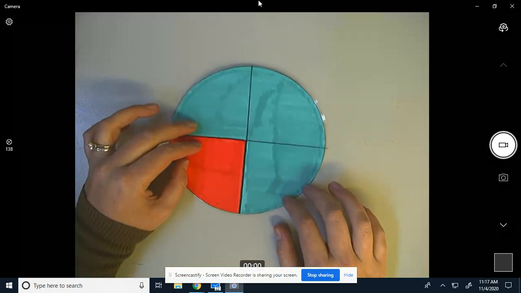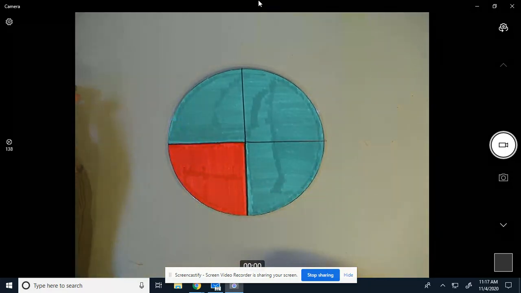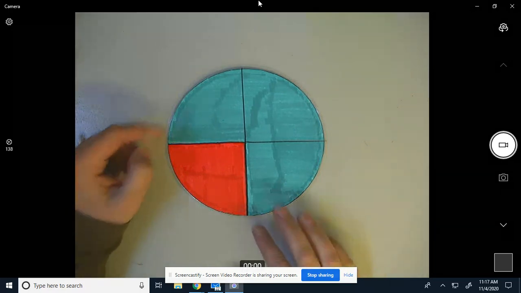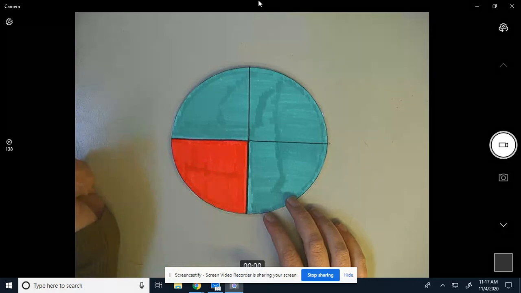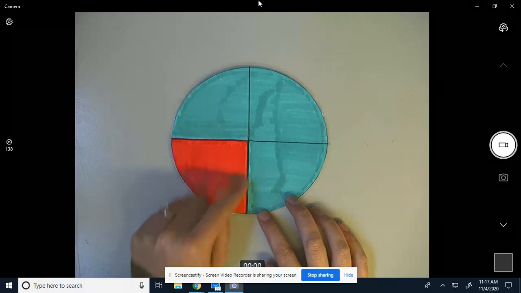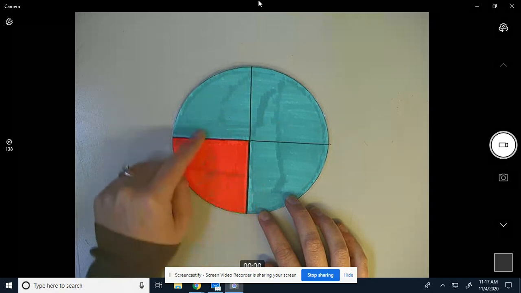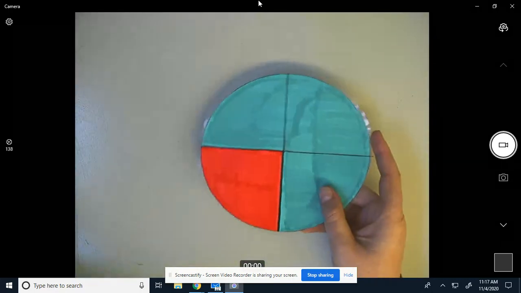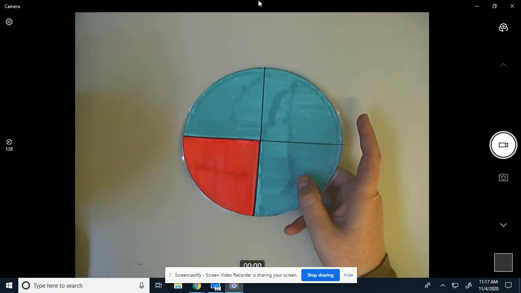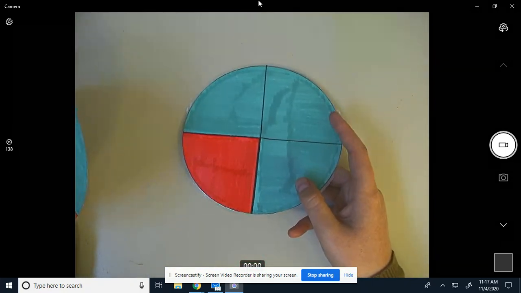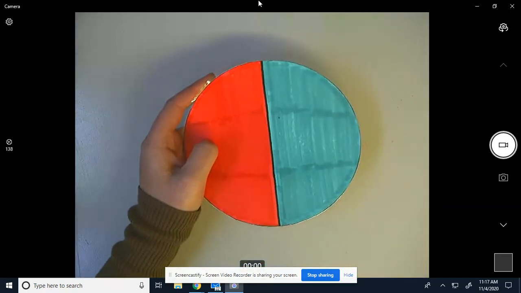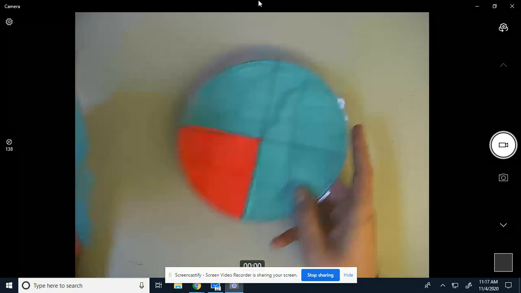Okay, and then this one is called fourths or quarters. Sometimes you'll see it as quarters, and sometimes you'll see it as fourths because there are 1, 2, 3, 4 pieces. So the red portion is 1/4. Okay, so that's fourths. Halves, fourths. Fourths just means that it is cut into 4 pieces, or quarters. Halves, cut down the middle. Fourths or quarters. Okay?